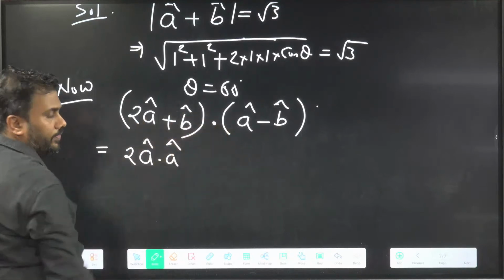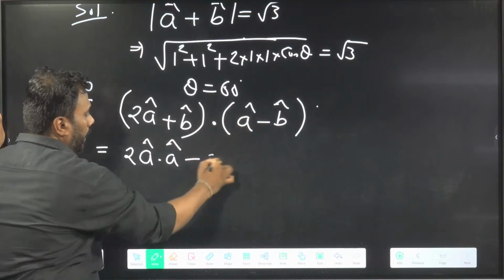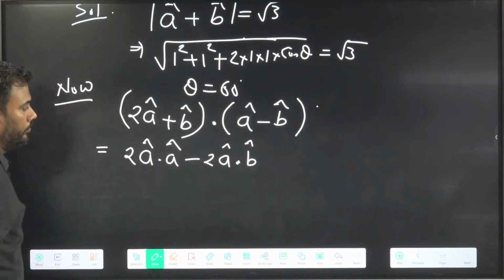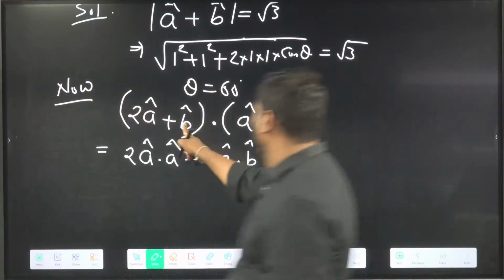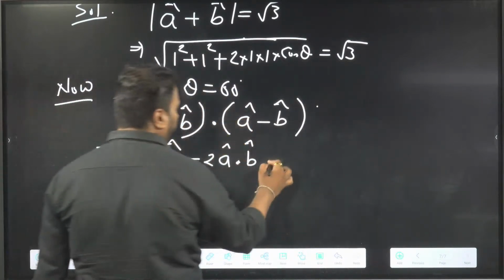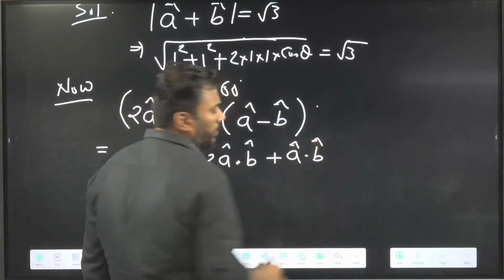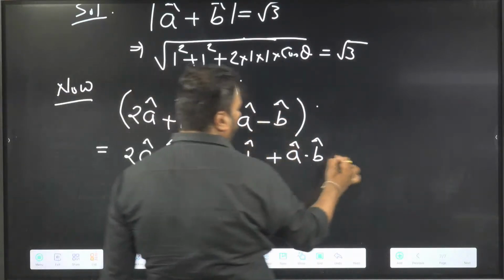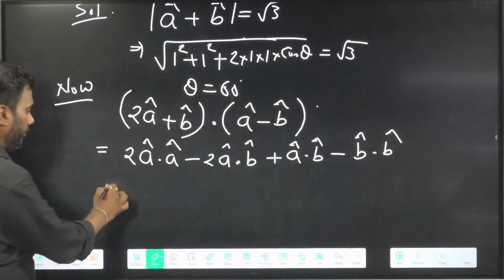First term multiplied with the first term. First term multiplied with the second term. There is a minus sign, so minus 2a cap dot b cap. Then the second term multiplied with the 2a term: b cap multiplied with a cap. A dot b and b dot a are the same. And then minus b cap dot b cap.